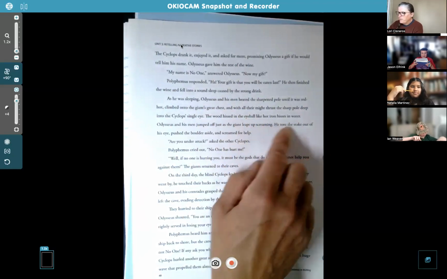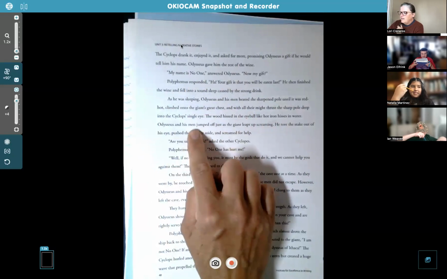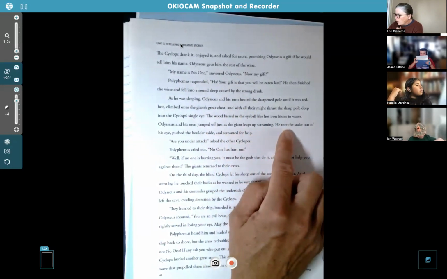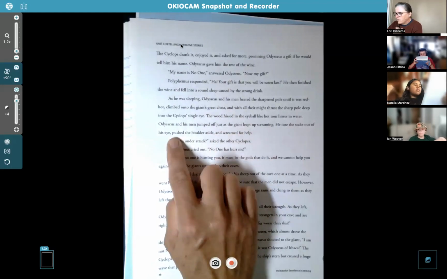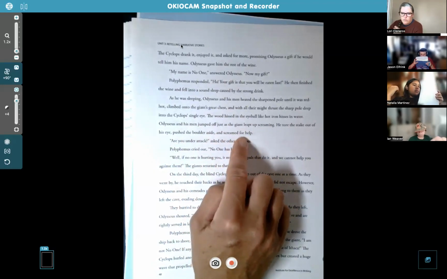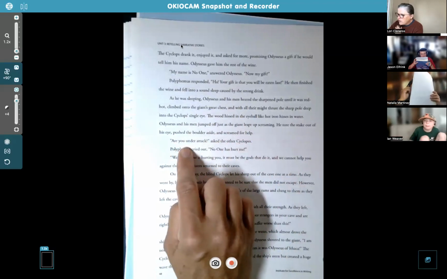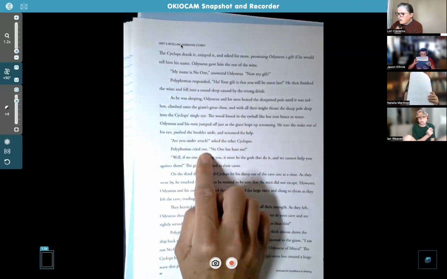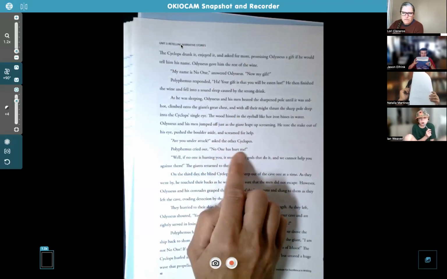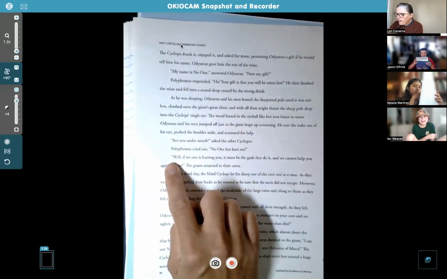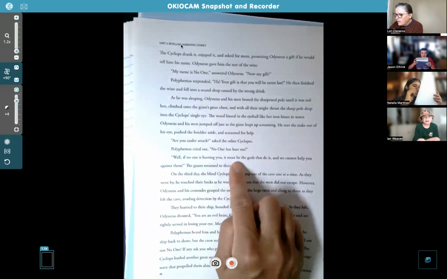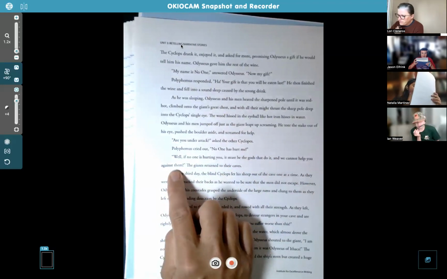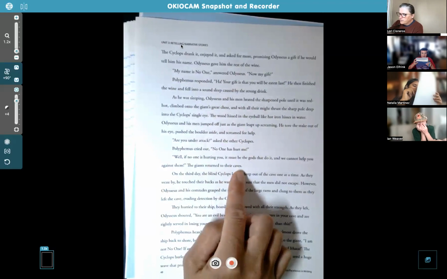Ew. Okay. Odysseus and his men jumped off just as the giant leapt up screaming. He tore the stake out of his eye, pushed the boulder aside, and screamed for help. "Are you under attack?" asked the other Cyclopes. Polyphemus cried out, "No one has hurt me." "Well, if no one is hurting you, it must be the gods that do it, and we cannot help you against them." The giants returned to their caves.